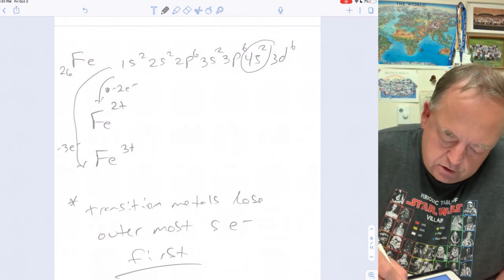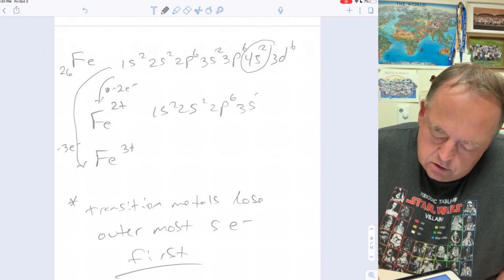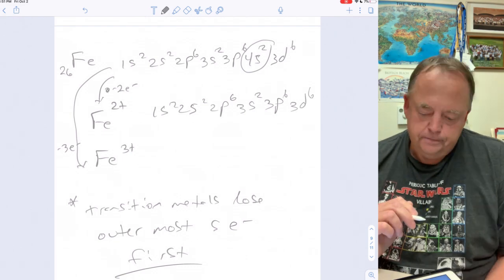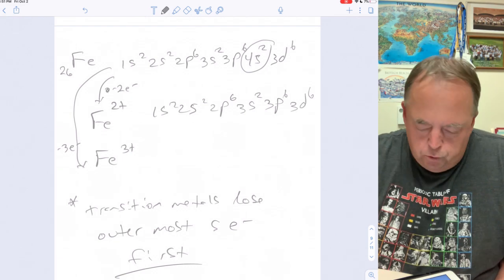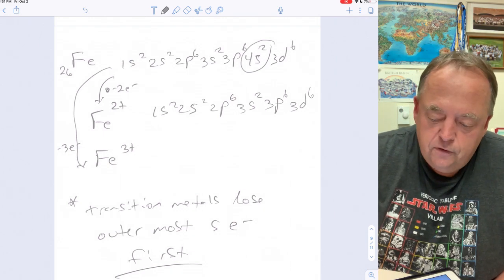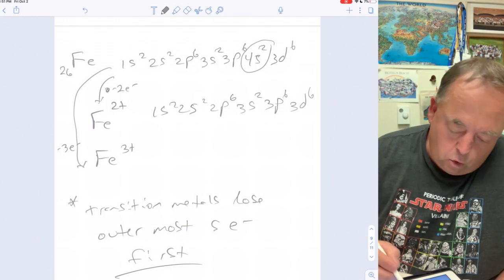So iron 2 plus would be 1s2, 2s2, 2p6, 3s2, 3p6, 3d6, right? But if you want to lose 3 electrons, then you lose the 4s2 first, you lose those 2 first, and then you start picking electrons away from the d orbital.